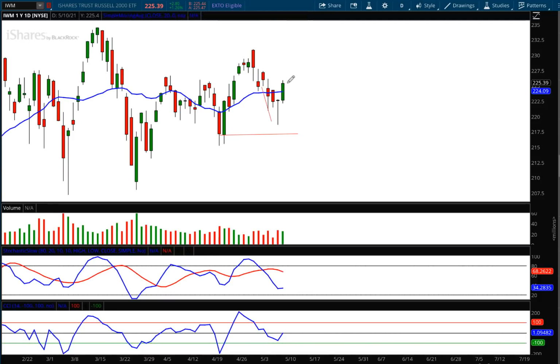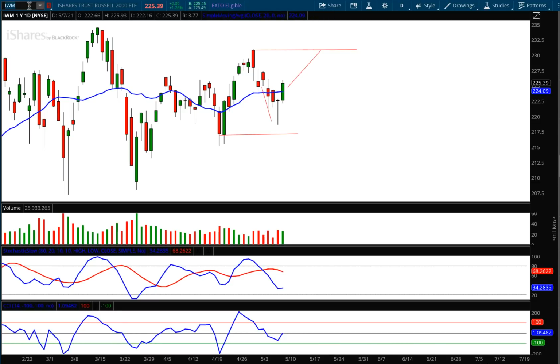So I'm just going to draw my forecast line just like that in a direction that resembles the angles back here. And I do believe that we will go up to test this resistance. So the target for IWM is going to be 230.74. Write that down and check back with me next week, and we'll see whether or not that target hits.